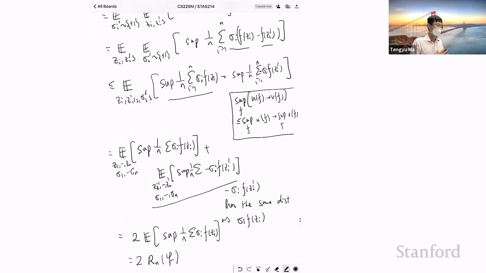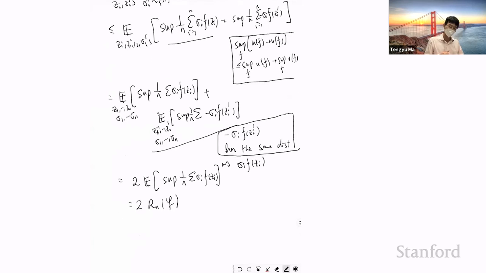Any questions? It kind of feels like we just did algebra for a bunch of lines. I don't know, it's just a question. That was a little weird. Did we prove anything really strong?